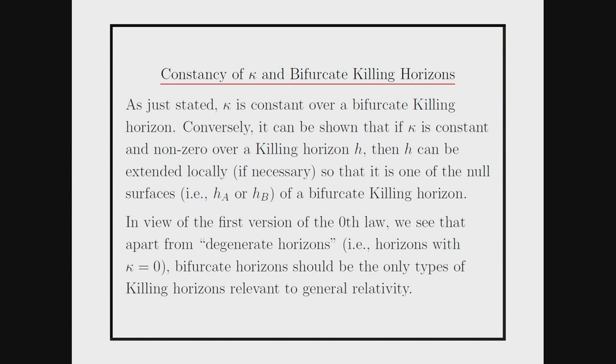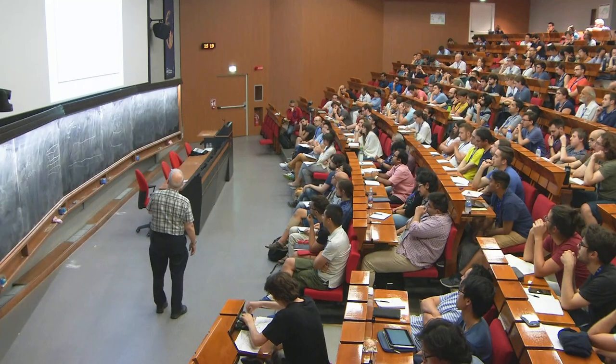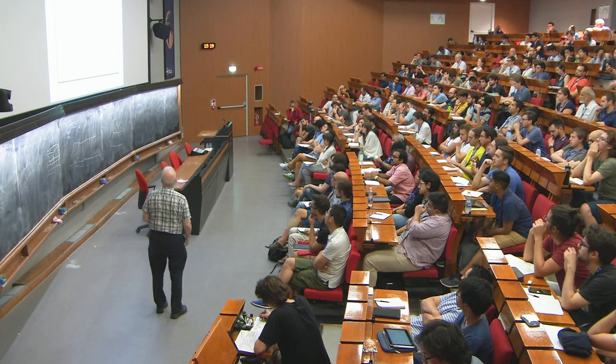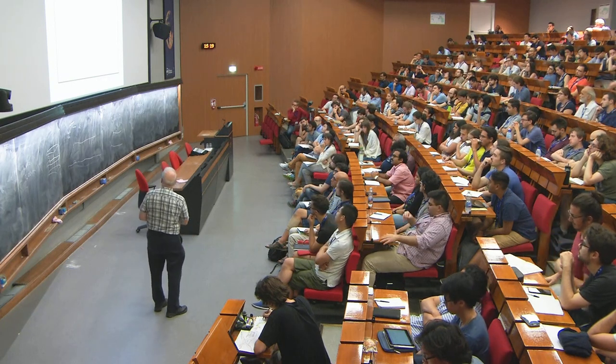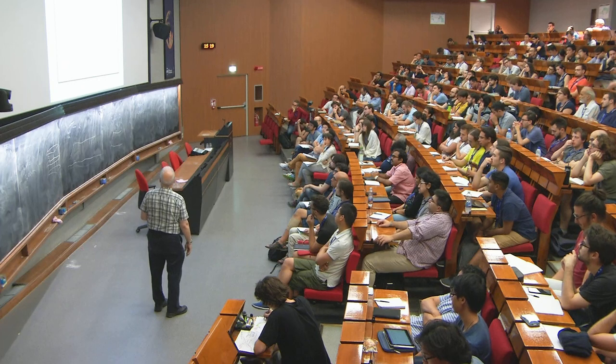So since by using Einstein's equation, only Killing horizons with constant surface gravity will arise, this statement says that, given that the surface gravity is constant, the only cases that really need to be considered are the case of a bifurcate Killing horizon and the case where the surface gravity is zero. That will not correspond to a bifurcate Killing horizon. So only these so-called degenerate horizons are the only ones that we really have to concern ourselves with with respect to Killing horizons in general relativity.